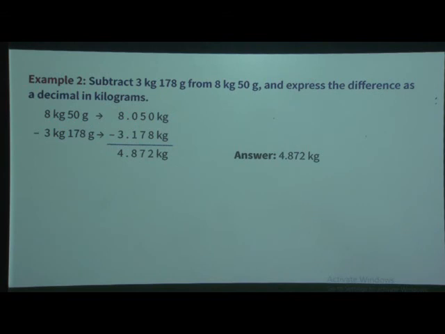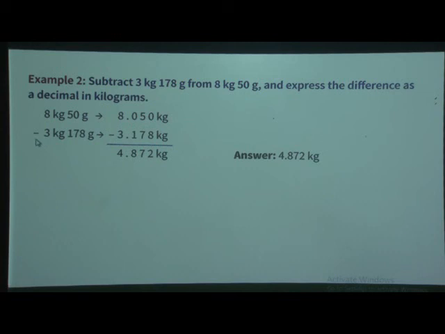Now we will go for another example, a subtraction. Subtract 3 kg 178 gram from 8 kg 50 gram. The question itself says we have to subtract and express the difference as a decimal in kilograms. Difference means subtraction. In which unit do we have to give the answer? In kilogram, in the form of a decimal. So we write 8 kg 50 gram as 8.050 kg, converting the 050 gram into kg.